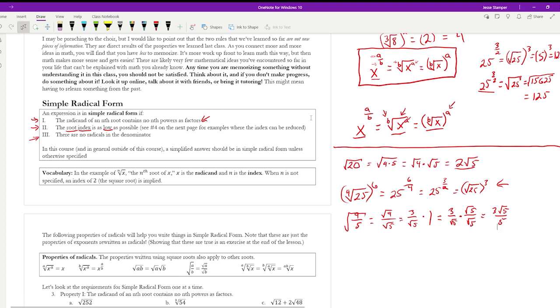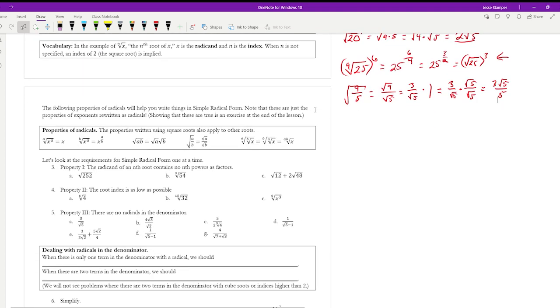Now, in doing this, you saw me use several little simple properties of radicals. I'm going to go ahead and line those out. You'll be able to see them here, where it says properties of radicals.